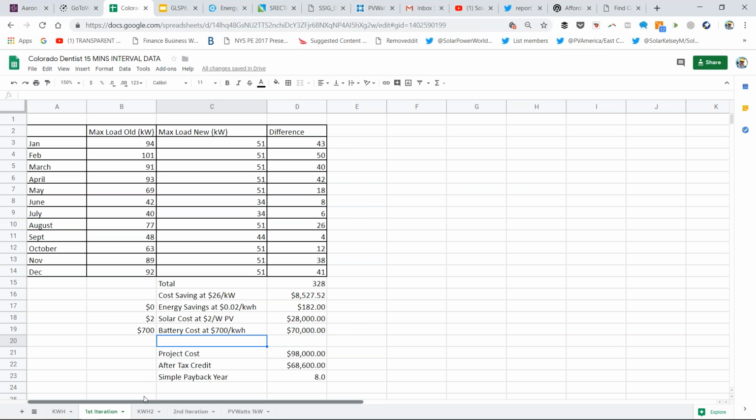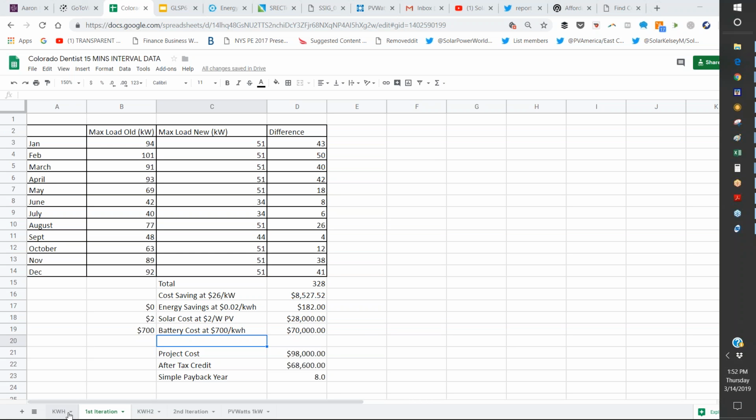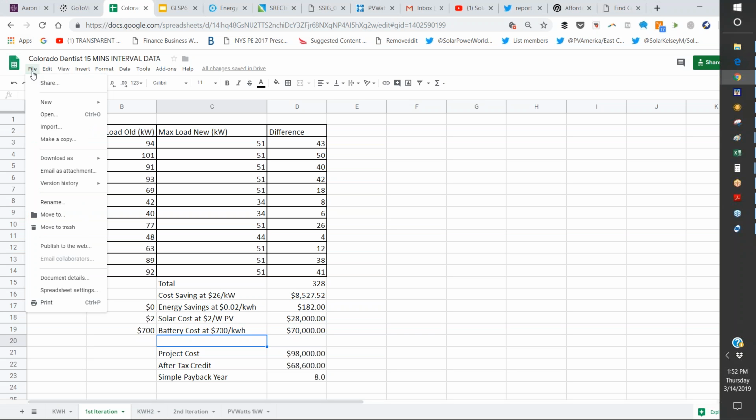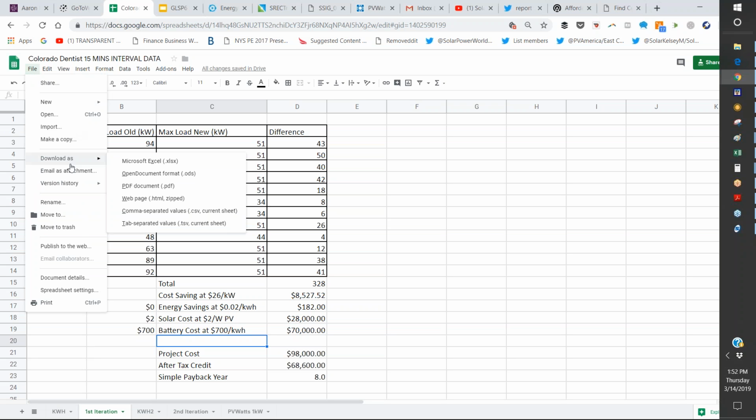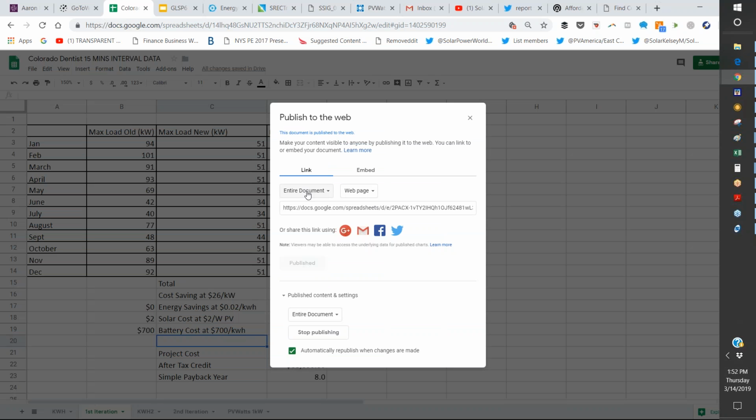Okay. So what I'm going to do is I've gone ahead and prepared this spreadsheet. I think I can share it. Let me see how I do that. Let's see here.